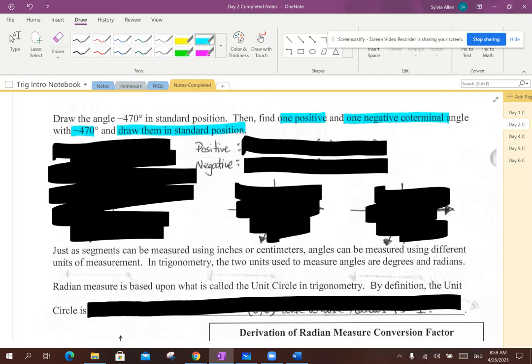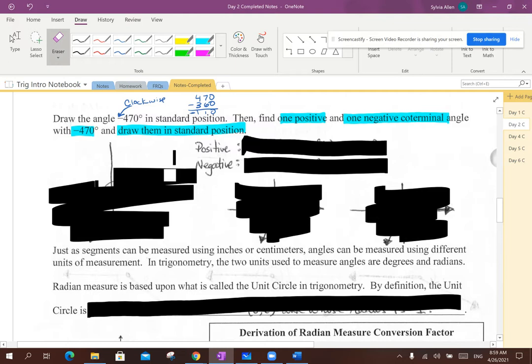All right, so let's take a look and see how well you did. So if I'm going to draw negative 470, first of all, I'm going to go clockwise. And I also know that it's more than 360 degrees. So what I want to do is take 470, not the negative, just says clockwise. 470 minus 360, and then that's going to give me 110. So that means I need to draw 110 degrees from the negative position. Okay, so 110 is slightly more than 90 degrees. So let's take a look at what I'm going to draw.